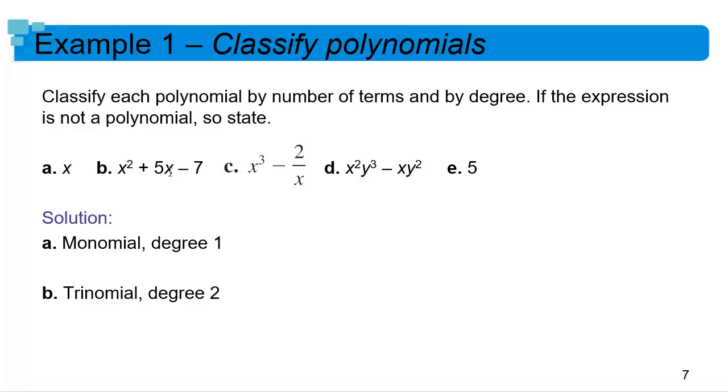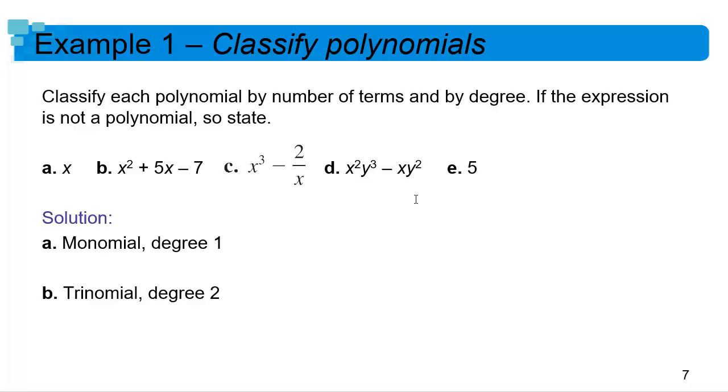B is a trinomial because it has 3 pieces of degree 2, because that's the highest power. What about C? What kind of polynomial is that? Well, hopefully you're all saying it's a binomial. Yep, because it's got 2 pieces. And what is its degree? Degree 3. All right, what about this one?